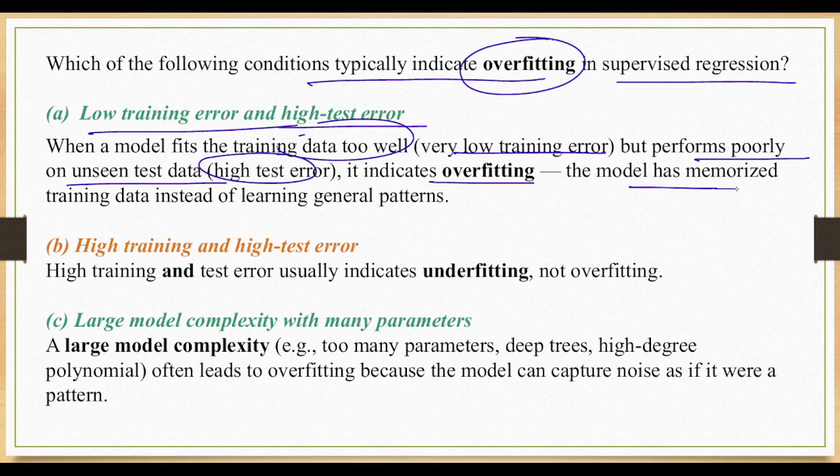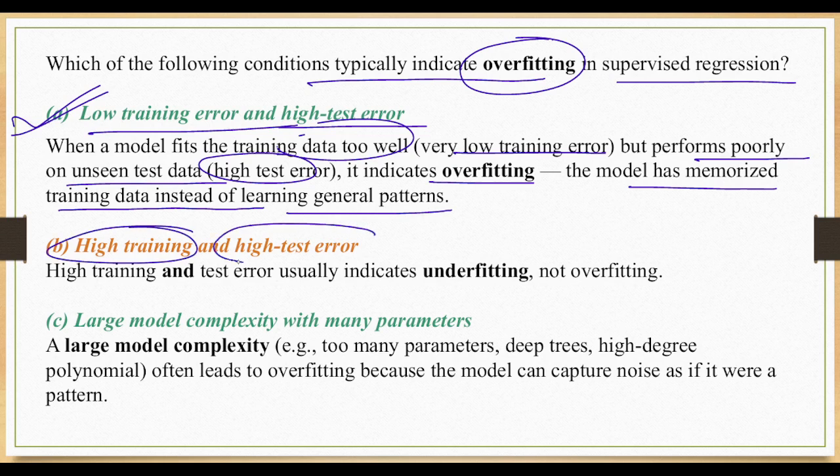The model has memorized the training data instead of learning the general pattern. So this is true, the case of overfitting right here. The second option says high training error and high test error. So this is false, as it is the case of underfitting, not overfitting. So this is the false option.